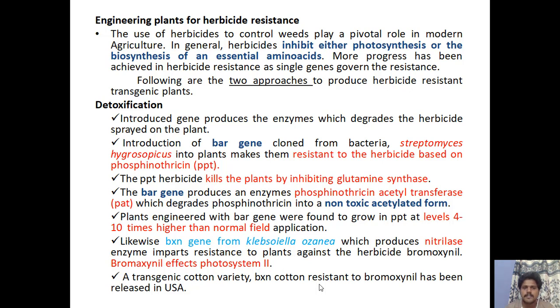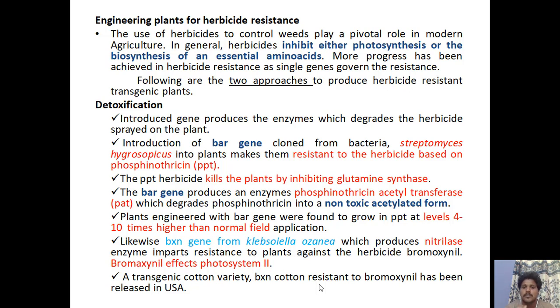So, when the bar gene cloned from the bacteria is incorporated into plants, they become resistant to phosphinothricin-based herbicides. The PPT herbicide kills the plants by inhibiting what? It is the glutamine synthase enzyme. So glutamine synthase is inhibited, because of which the plant dies. The bar gene produces an enzyme, phosphinothricin acetyl transferase (PAT), that degrades phosphinothricin into a non-toxic acetylated form. So it breaks down the phosphinothricin.